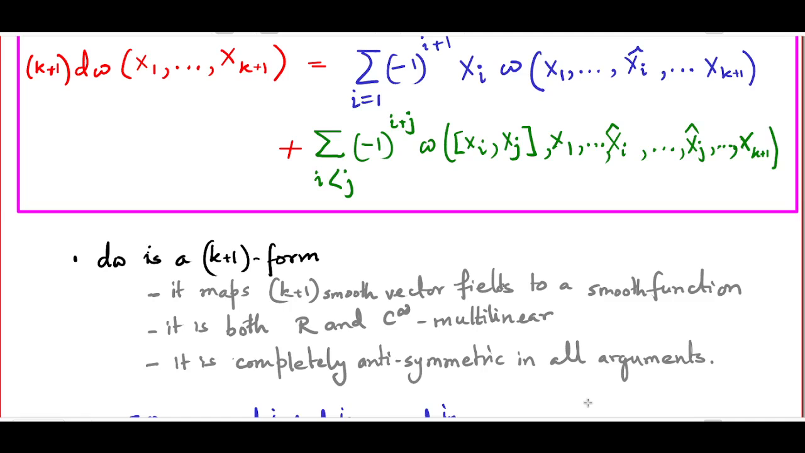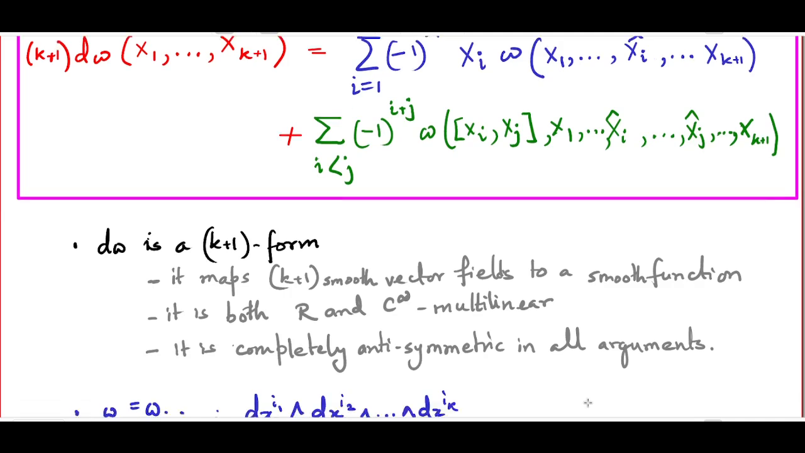maps k plus 1 smooth vector fields to a smooth function, and it does so both R multilinearly and C infinity multilinearly. Hence, it's a smooth tensor field, and it is completely antisymmetric in all its arguments. All these go together to prove that this is a k plus 1 form.